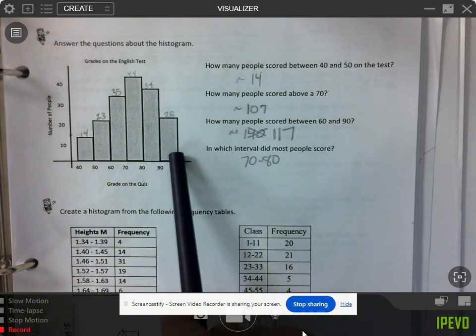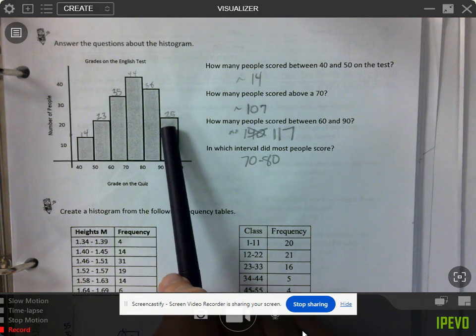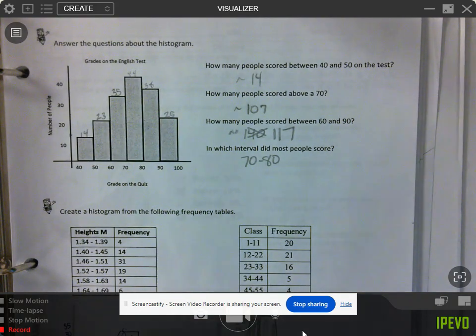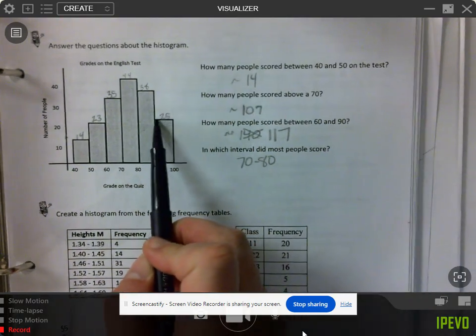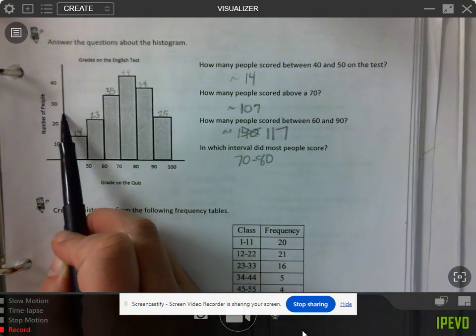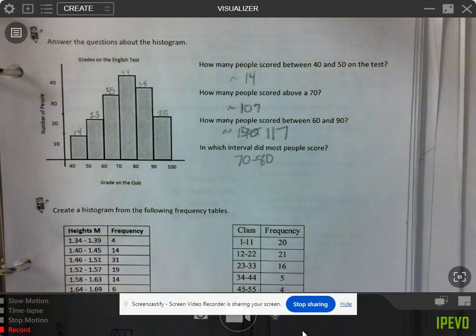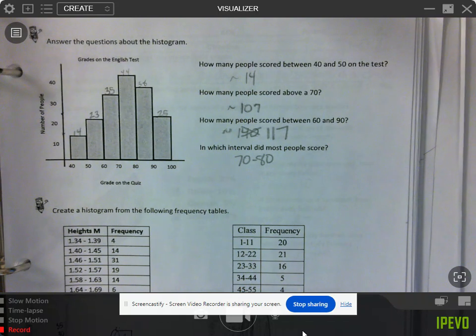Okay, and what did you do for 90 to 100? That's where we went wrong. Because if we go across here, we can see it's definitely above 20. Okay, because 105 was way too much of a difference, and that's where the mistake happened.